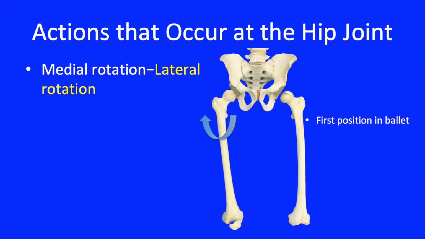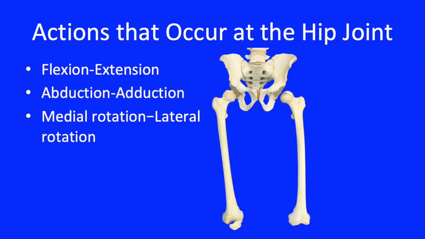One type of athlete capable of extreme lateral rotation are ballerinas. First position in ballet, in which the heels of the feet touch each other along an 180-degree angle, is a principal example of lateral rotation of the hip. So to review, the following opposite actions occur at the hip: flexion and extension, abduction and adduction, medial and lateral rotation.